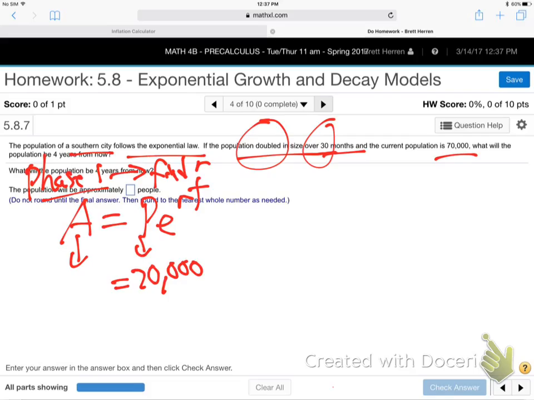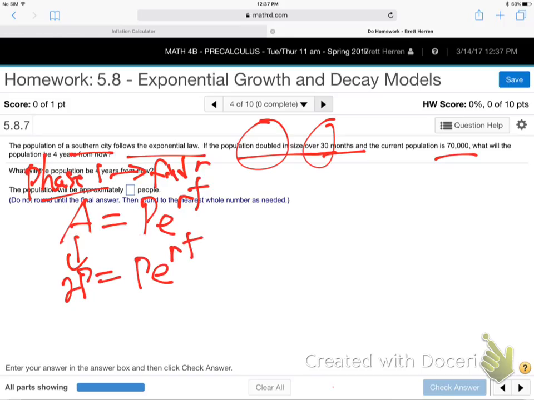Population of such a city. If the population doubled in size over 30 months, let me give you two ways to do it. You could just say, look, doubling means the amount is 2P. I think that's the easiest way to handle doubling. Right? The amount is 2P.